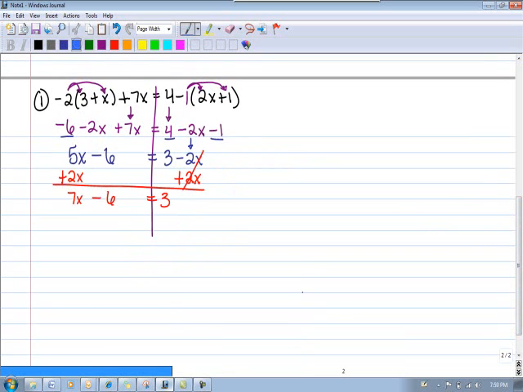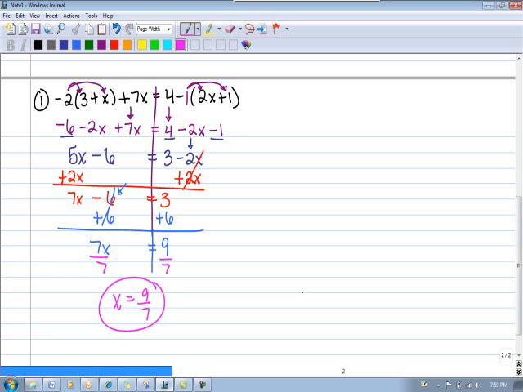And then I want to go ahead and move my constants to the right. So in order to move this -6, I'm going to have to add it to get it off the left side. Okay, so I add 6 to both sides. And so then I have 7x on the left side equals 9 on the right side. And last step is to solve. So to solve this, I divide both sides by 7. And x equals 9 over 7.